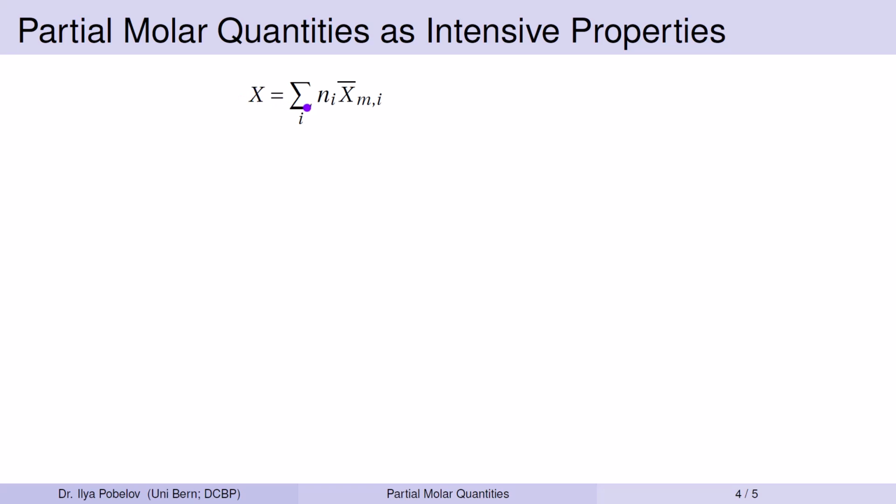It is equal to the sum of the amount of each component multiplied by its partial molar quantity. The amount of each component Ni can be represented as a product of its mole fraction Xi and the total amount of substance in the mixed phase.